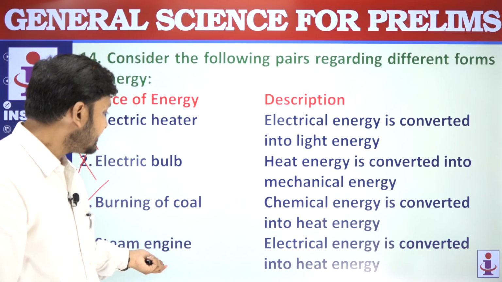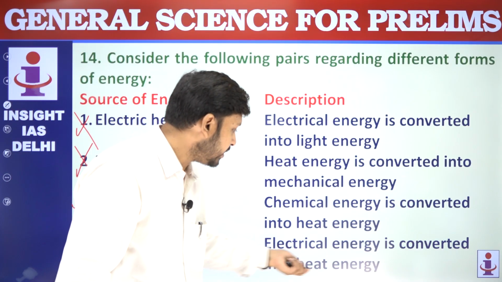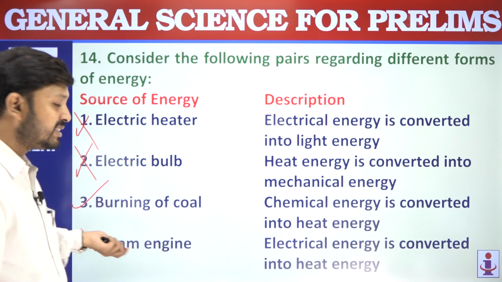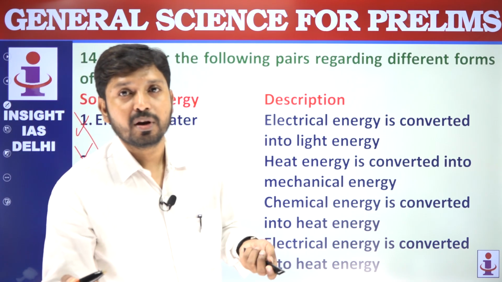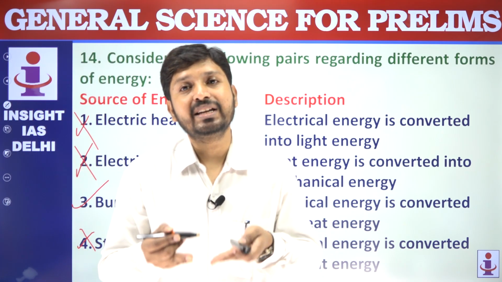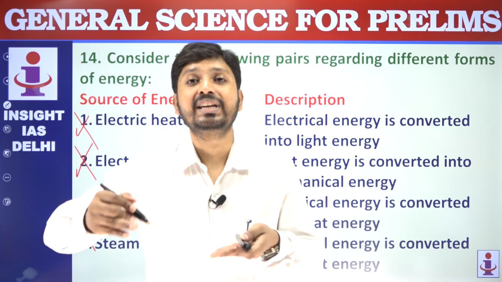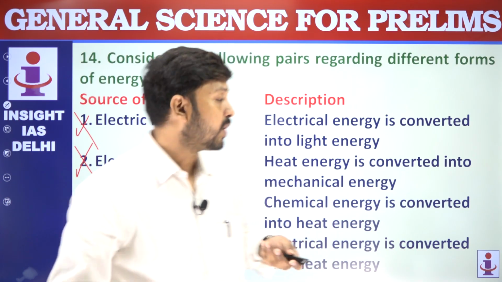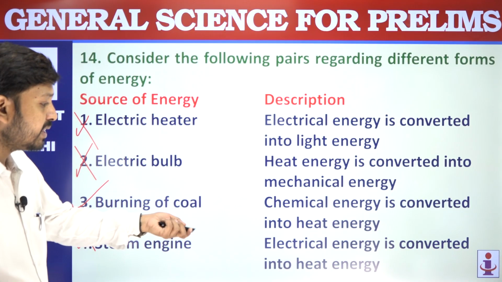And the fourth one, steam engine: electrical energy is converted into heat energy. No, this is also wrong, because steam is nothing but coal. When it is burned, heat energy is released. This heat energy is used to run the machines, right? So that is converted into mechanical energy. So here they have given it wrong.